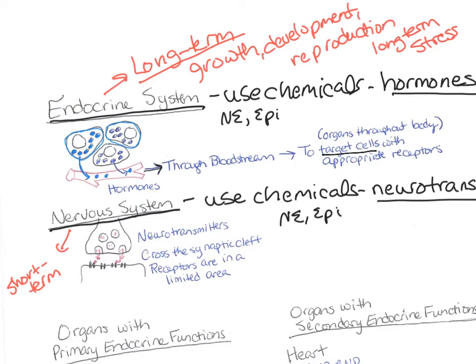And a target cell might be some type of organ in the body where the receptor is perfectly matched to the hormone. And once that hormone gets to that area in the blood, the hormone then will leave the blood and it'll bind then to that receptor. So it might travel quite a ways in the blood before it can actually find its receptor.